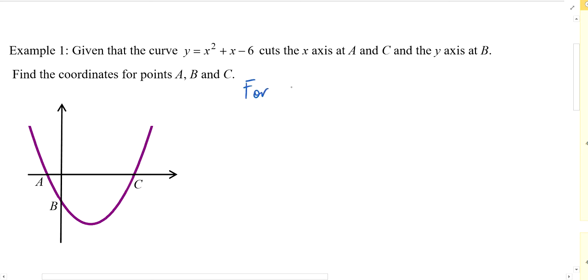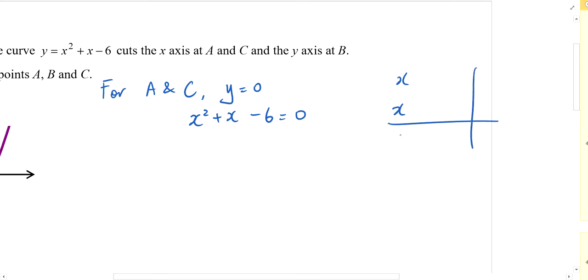For A and C, y equals 0. Therefore, we've got x squared plus x minus 6 equals 0. Okay, so now we have an equation that we can solve. Do you know how to solve this? What is the step to solve this? Factorize, yes. We have to factorize this, and that will give us x. Okay, do it step by step.